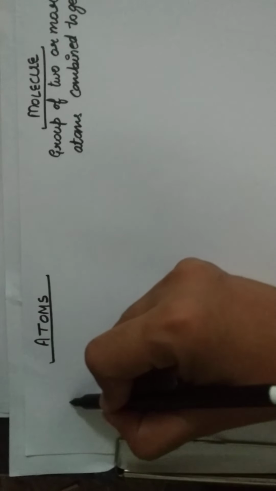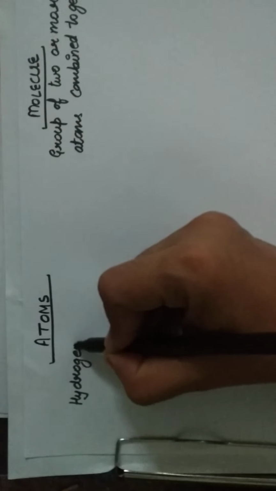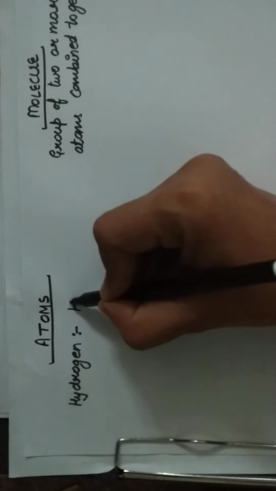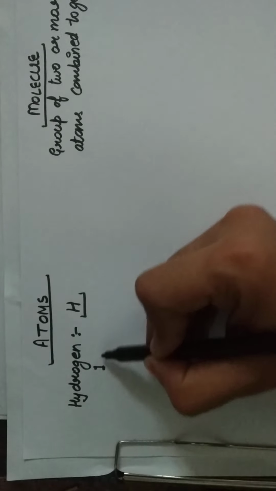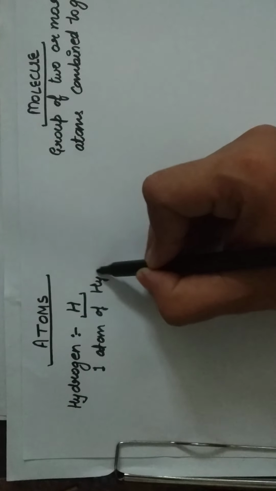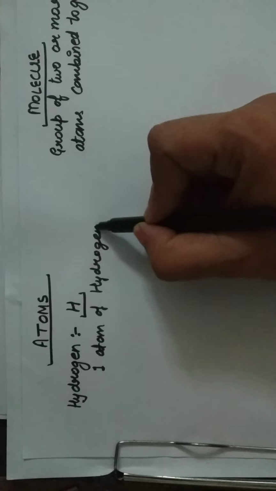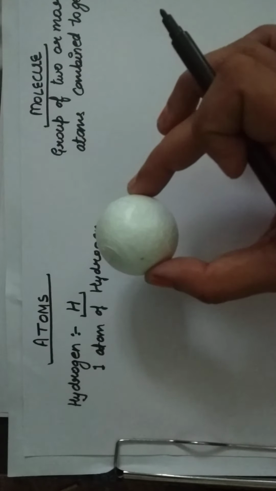Now, when the term atom comes, it means an element that contains one atom. Take hydrogen: all of you know that its symbol is H. So if I write only H, this represents one atom of hydrogen. Let us say it is represented by this one small ball. This represents one hydrogen atom.